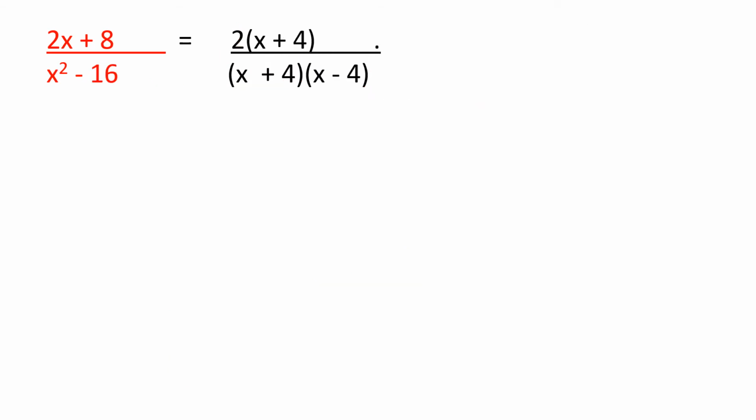Let's look at this next one. We have 2x plus 8 divided by x squared minus 16. Well, the numerator has a GCF of 2, so they factored a 2 out. And the denominator, that is a difference of squares.